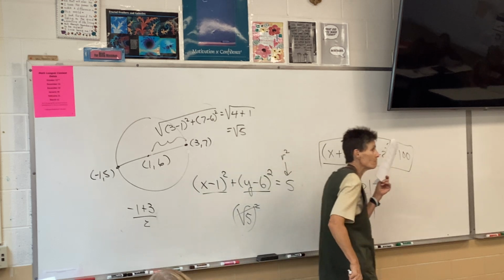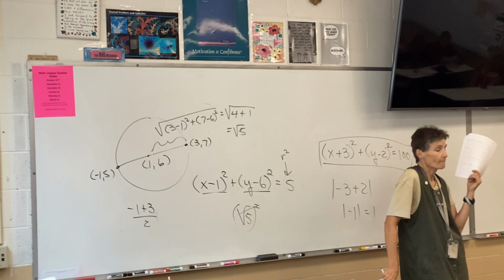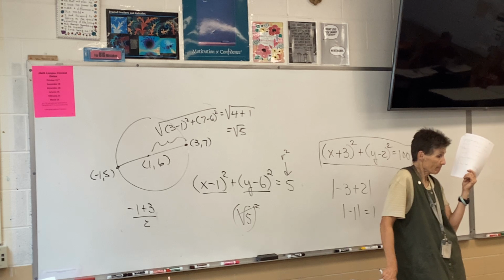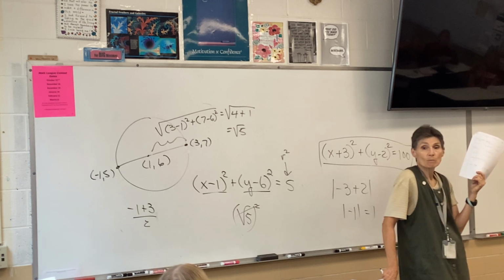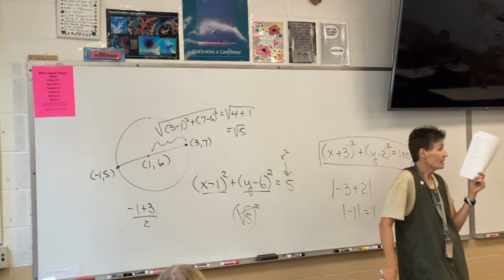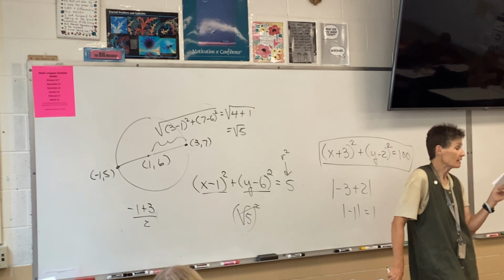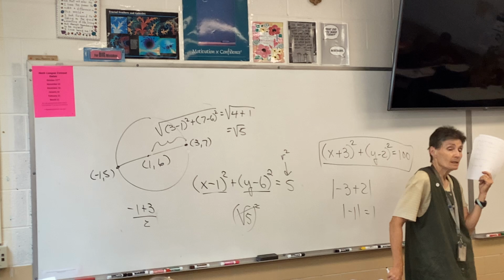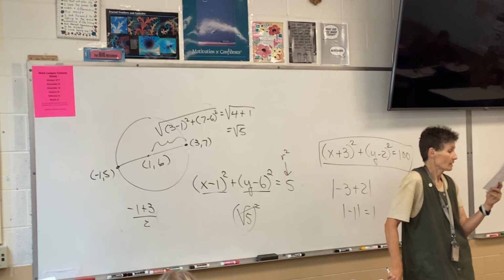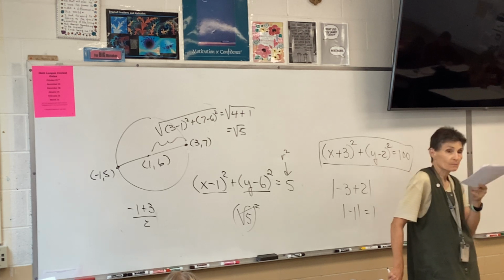Can you figure out B? I heard someone say -1. I'm seeing some nodding heads because the first absolute value works out to be 3. The second one works out to be 4. And 3 minus 4 is -1. Whoa, whoa, whoa. What about C? 0. I heard a 0.